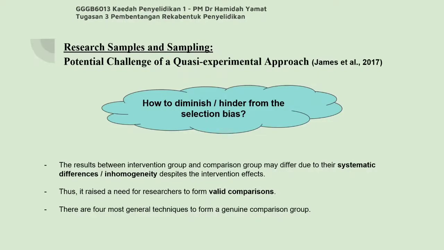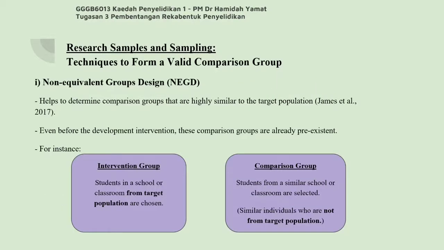So in general, there are 4 mostly used techniques to form a genuine comparison group. The first technique is non-equivalent group designs. These NEGD designs mainly help to determine comparison groups that are highly similar to the target population. Even before the development intervention, these comparison groups should have already existed. For instance, let's say in an intervention group, students in a school or classroom are chosen, and these samples must be from a target population. So when choosing a comparison group for NEGD, students from a similar school or classroom are selected, but these similar individuals are not from target populations.